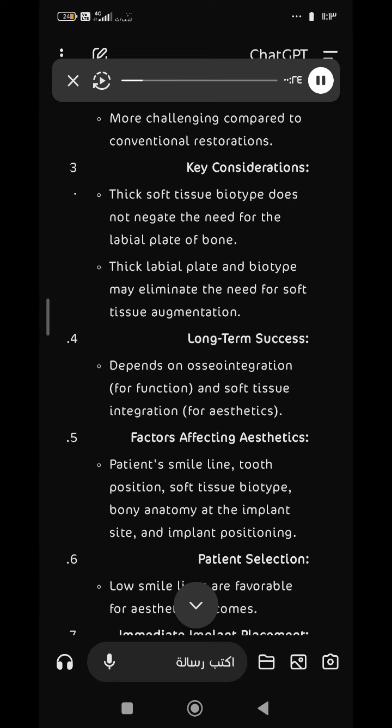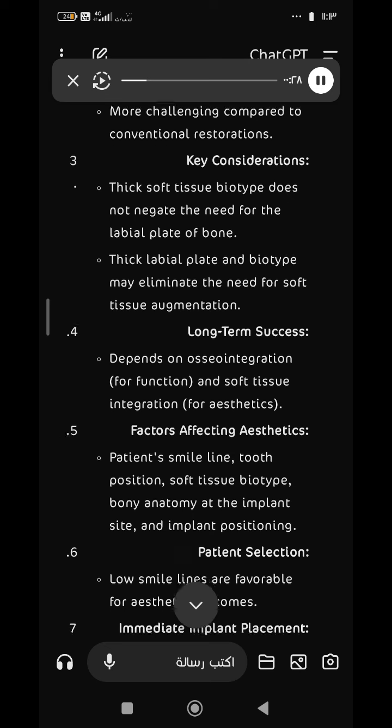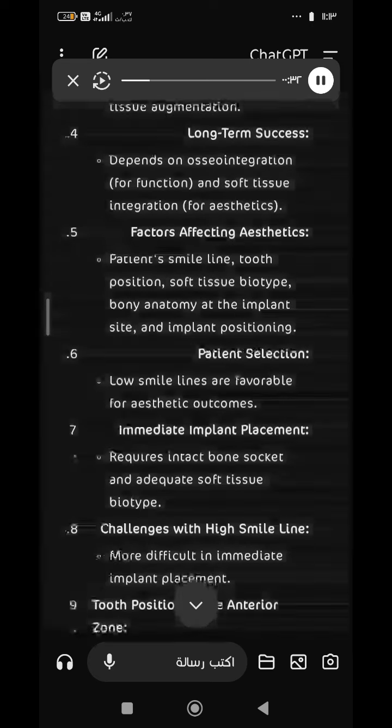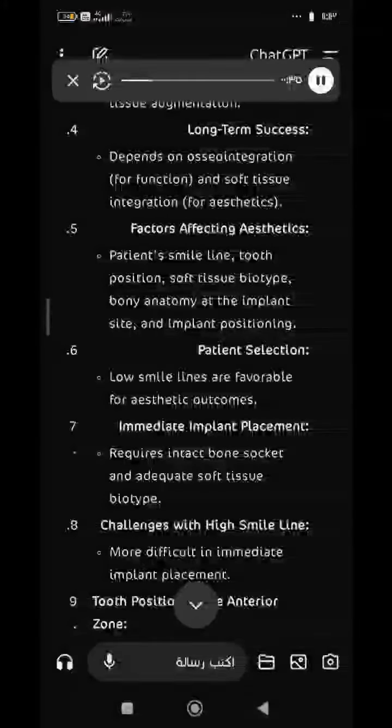Thick labial plate and biotype may eliminate the need for soft tissue augmentation. 4. Long-term success depends on osseointegration for function and soft tissue integration for aesthetics. 5. Factors affecting aesthetics: patient smile line, tooth position, soft tissue biotype, bony anatomy at the implant site, and implant positioning.